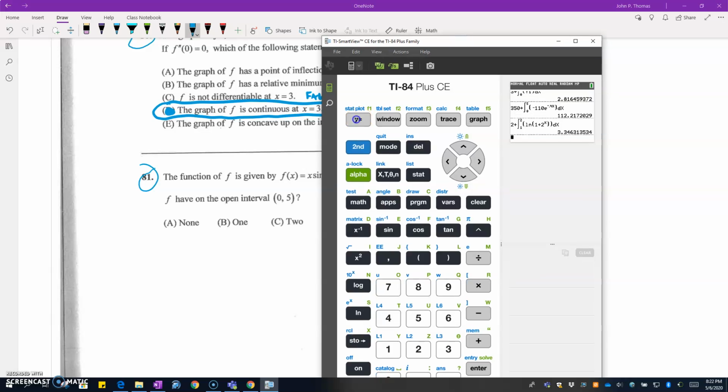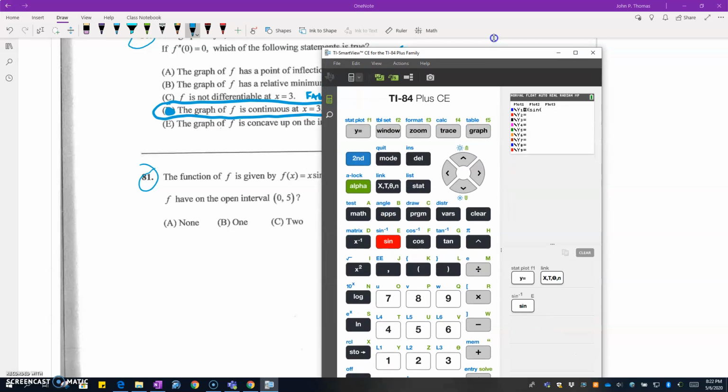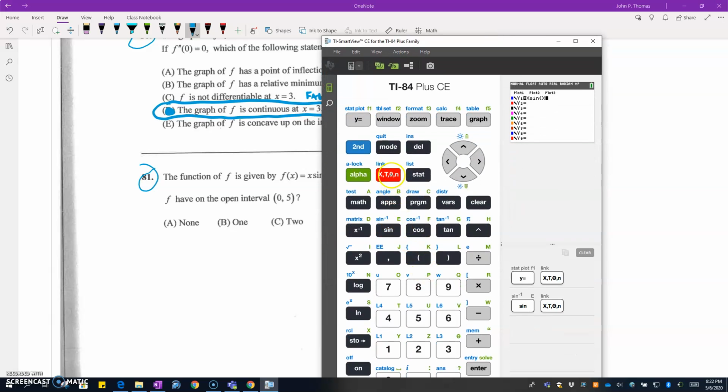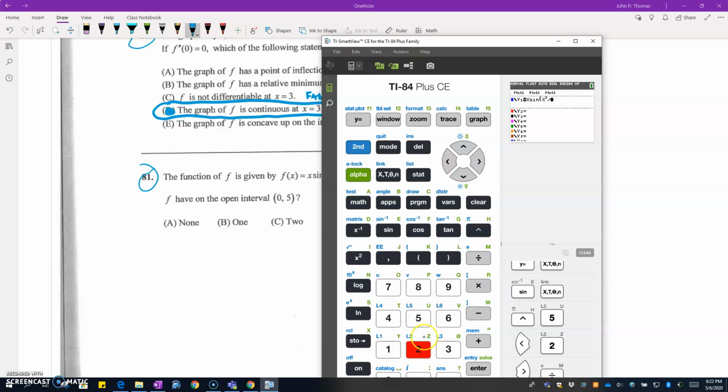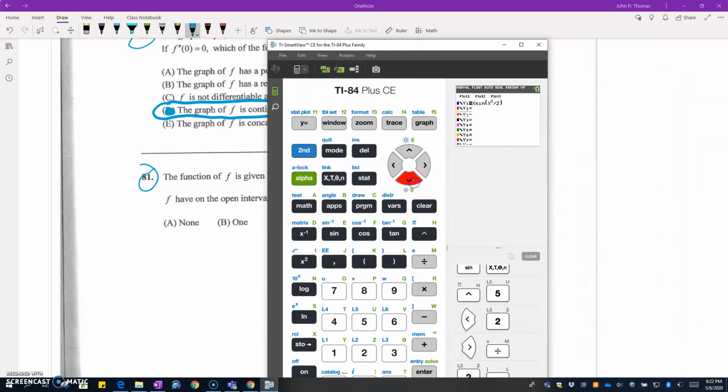So I'm going to go to y equals. And we've got x sine, quantity x squared over 2. All right, and we're going to close that off. And just double check and make sure that we've got that entered right. We do. All right, that's the first derivative.